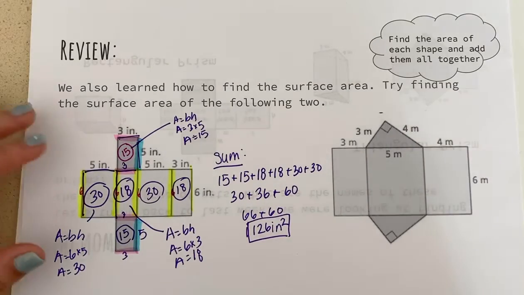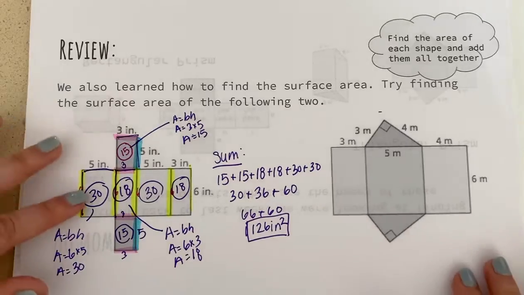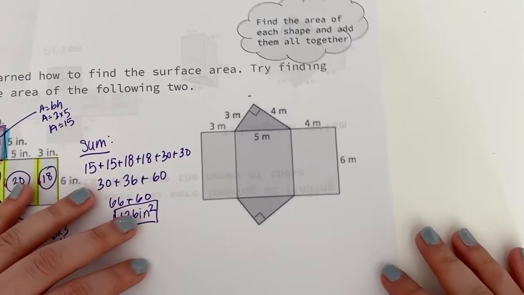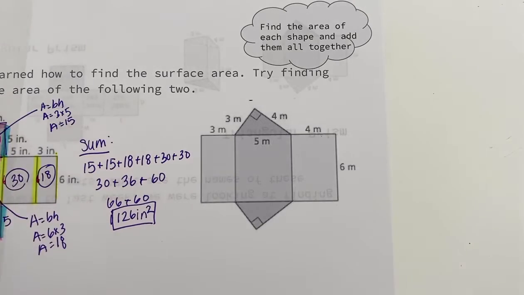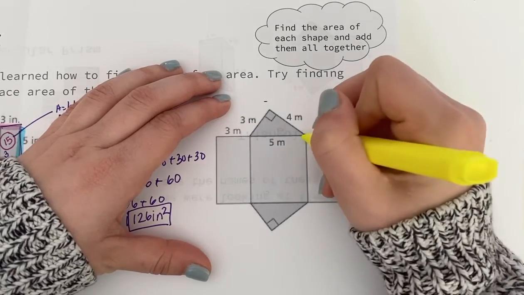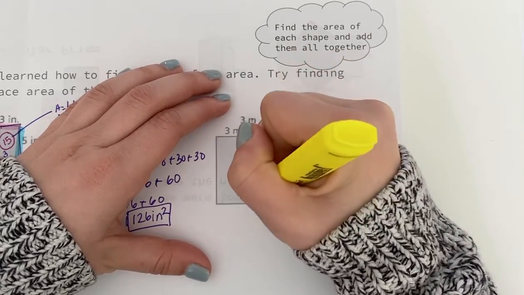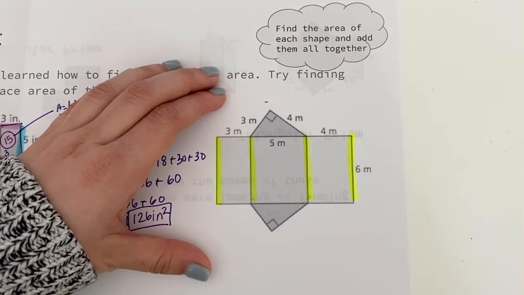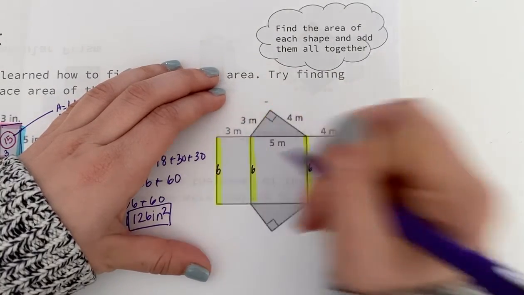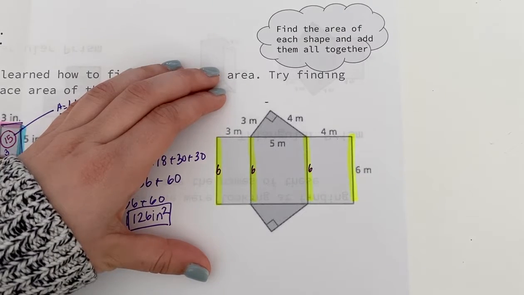All right, now it's time to find the area of this triangular prism. So same thing. I'm going to use my highlighters and make sure that I keep this nice and organized. So if this side is 6, I know that this is 6, this side 6, this side is 6. So I'm gonna go ahead and do that right away. 6, 6, and 6.